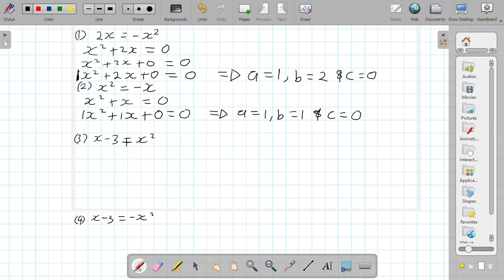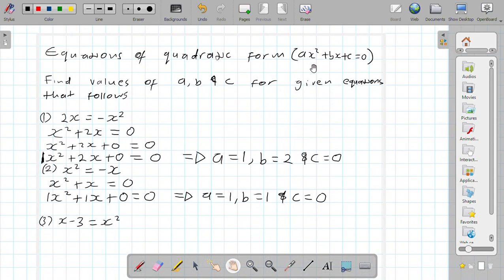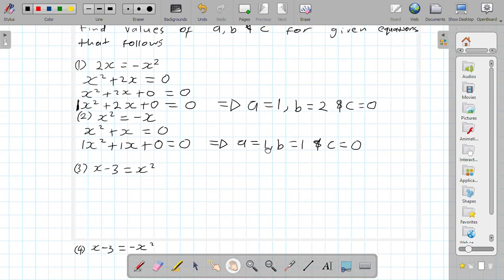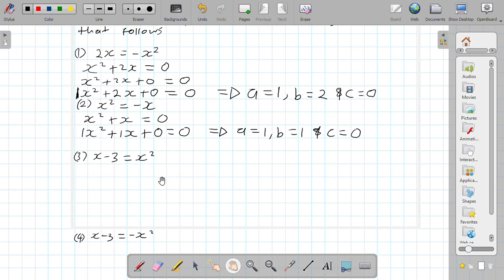So for the third one, we have x minus 3 is equal to x squared. So remember, the main goal is for your equations to be in this manner: ax squared plus bx plus c is equal to 0. I prefer my value of a being positive.